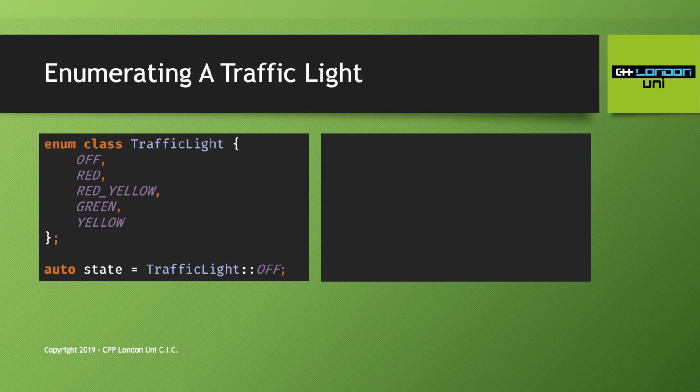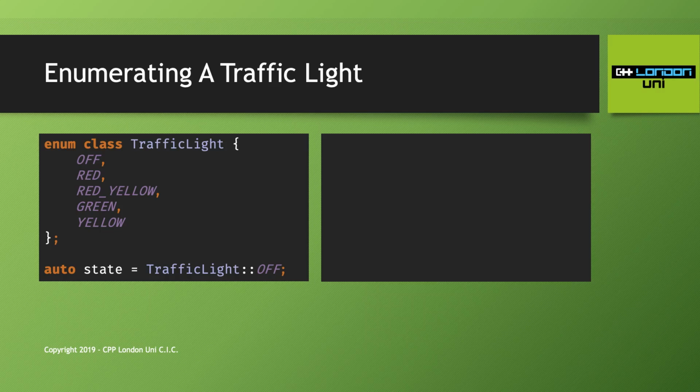And then, in order to use it, we'll just have a variable, and we're just going to start it off in the off state. If you wouldn't use auto, what would the type be? If you wanted to state the type here, you'd use the word traffic light. So you'd replace auto with just traffic light. So traffic light state equals traffic light::off. Make sense?